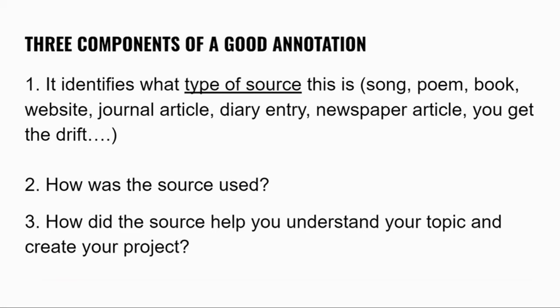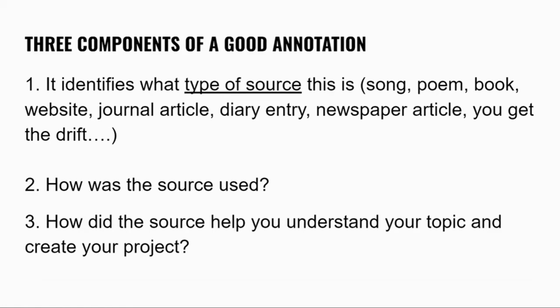So the first thing is to identify the source. So what type of source is it? Now, I'm not talking about primary and secondary. You need to be more specific. Is it a song, a poem, a book, a website, an interview, etc.? And then how was the source used? What exactly did you get from this source? Did you get information about the topic, about the context and history? Did it help you with your thesis? Was it background information? Be specific for each of your sources. And then the third thing is, how did the source help you understand your topic and create your project?